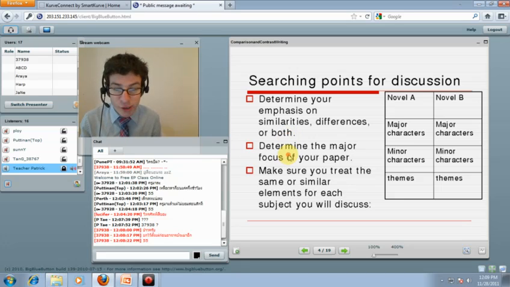Next, determine the major focus of your paper. Always when writing, you need to make sure you have a point. The most important thing when writing an essay or a paragraph is having a point to it. Don't just put words on a page. No one will want to read it, and it won't make any sense.